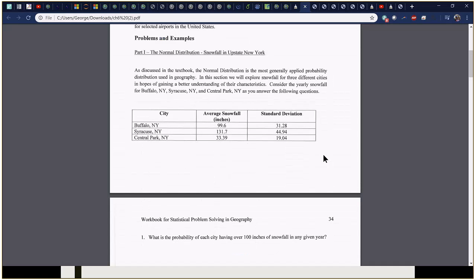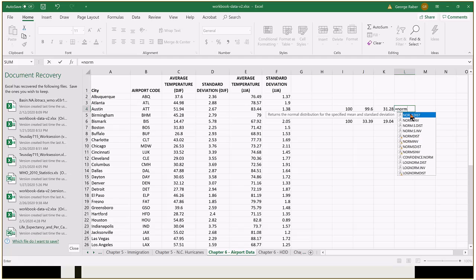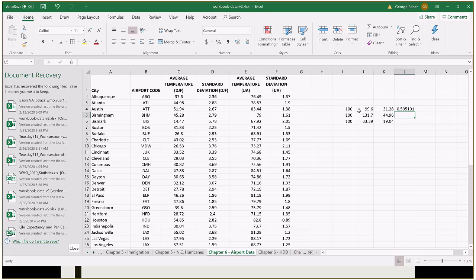Wow, that's way less snowfall. 19.04. Okay. And then this is always 100. So this is equal to norm dist. That's the x that we're always concerned about, then mean, standard deviation, true. And then we actually want 1 minus in each case.